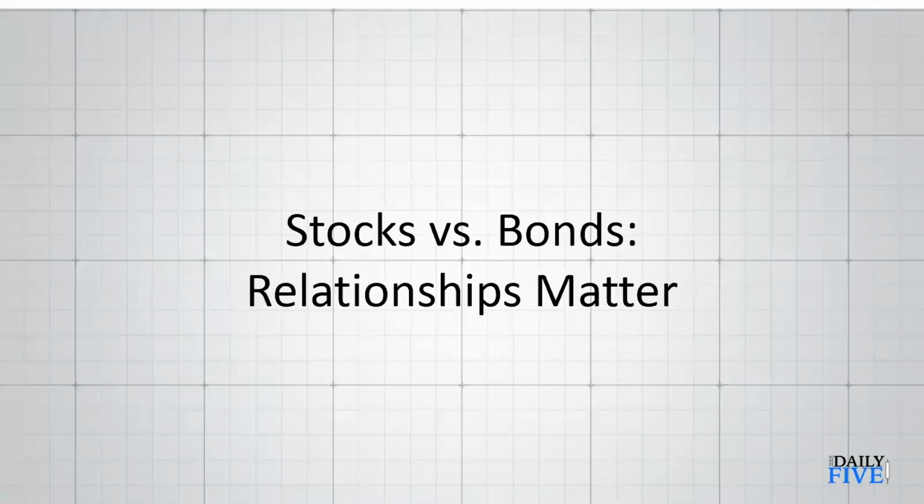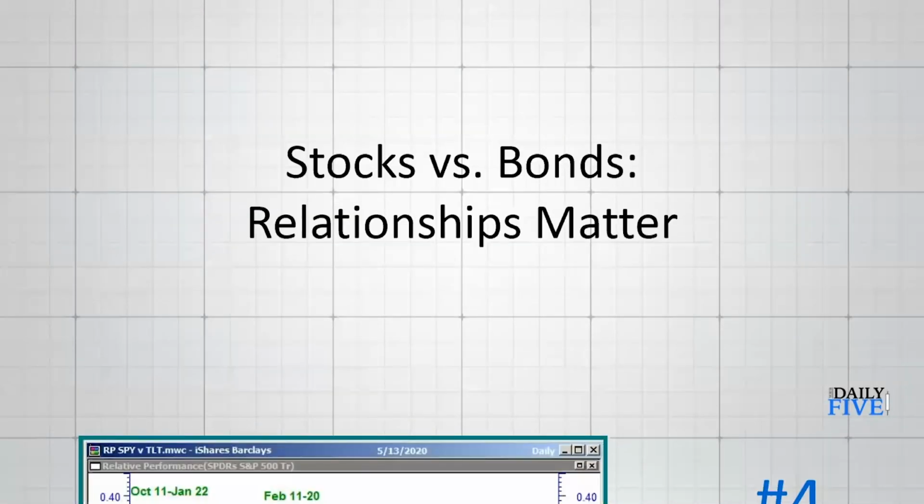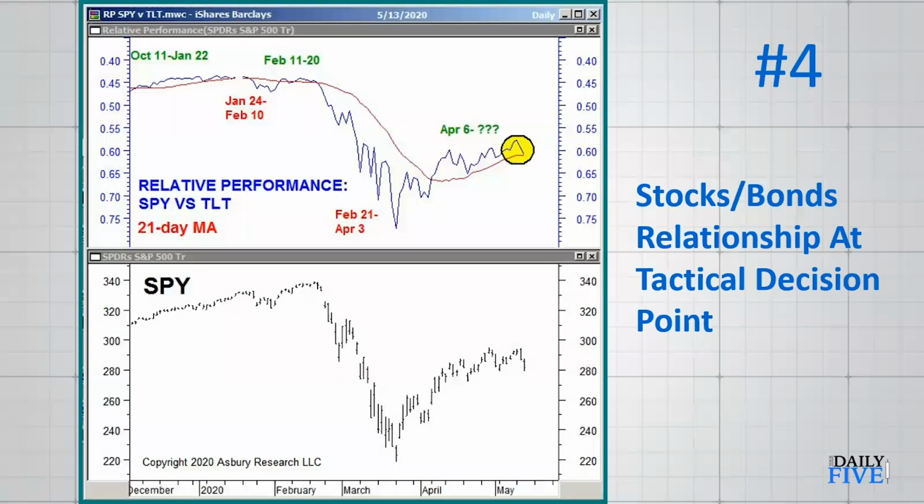Stocks versus bonds, relationships matter. Another relationship that I look at to try to determine the health of the stock market is I want to see how the stock market's performing relative to the bond market. When I say the bond market, I'm talking the price of long-term treasury bonds. So what we do here up top is we have a relative performance chart of SPY versus TLT, and a 21-day moving average, so we can get a tactical representation of what this relationship is doing.